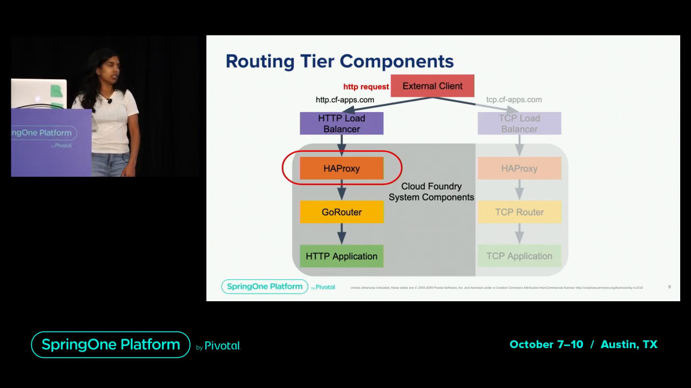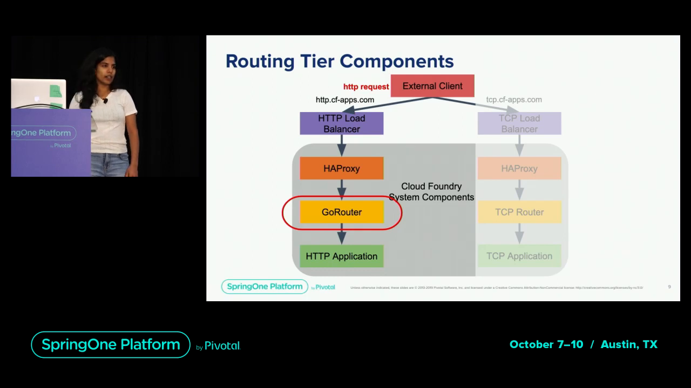And you'd tend to use HAProxy in a deployment when you need features offered by HAProxy that aren't offered by your load balancer or your CF routers. So for example, HAProxy allows you to define access control lists.